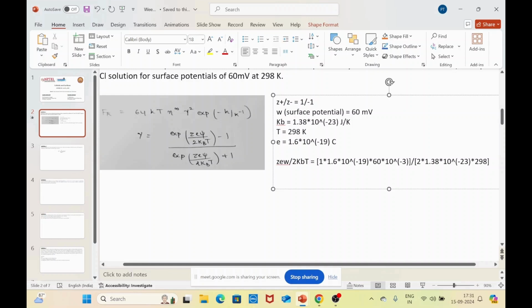If you have the answer, please let me know. You mean the entire gamma or ZE omega by 2 kBT? Entire gamma. Okay, so let me also calculate, because let's check.